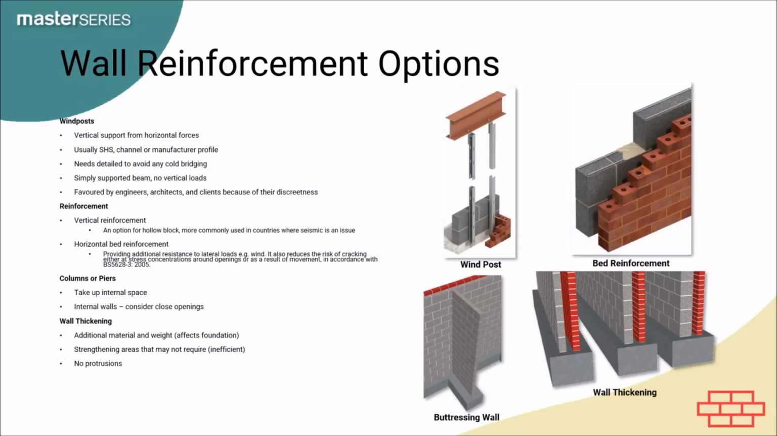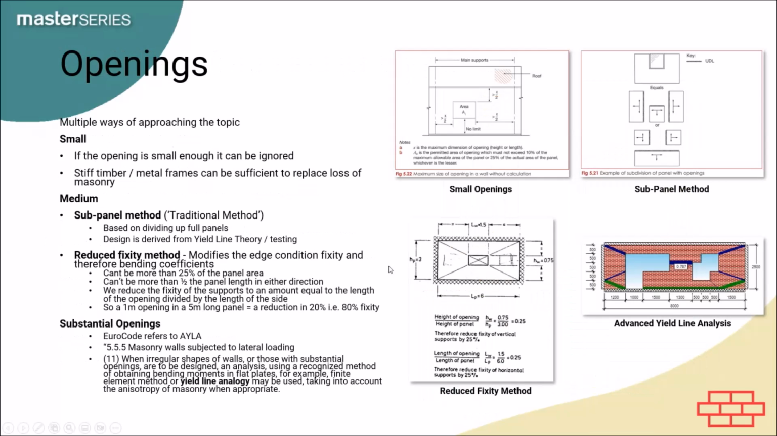And now, the reason we need the reinforcement in a lot of cases is to do with openings. So let's see. There's a few different ways of approaching openings. So we've got small openings. Eurocode gives no exact definition of what is defined as small, but again, we need to consider that a small opening could be 5% of the total panel area, but it could be a long thin opening beside a support, which could effectively convert a four-sided panel into a three-sided panel.